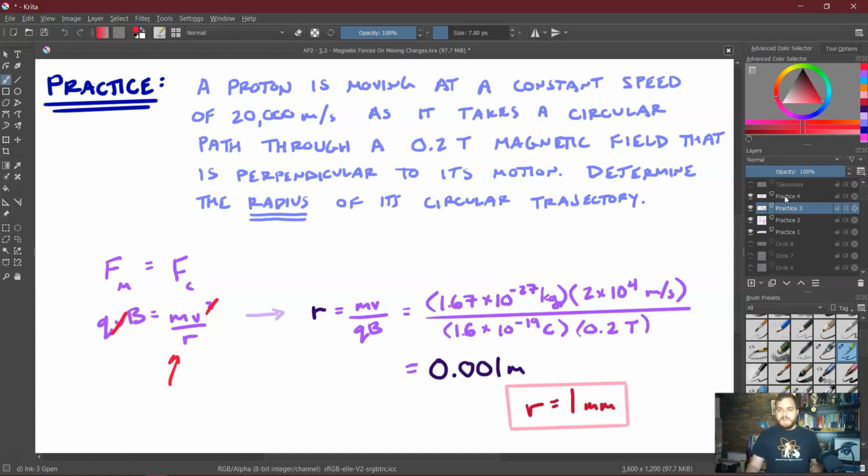So let's go ahead and stick in our numbers. You're going to have to go look up the mass of a proton, and that was 1.67 times 10 to the negative 27 kilograms, times 2 times 10 to the 4th meters per second, over the charge of a proton, which is 1.6 times 10 to the negative 19 coulombs. Remember, that's the magnitude of the charge. And the magnetic field is 0.2 Tesla. Multiply and divide those all out, and we get a radius of 0.001 meters, or 1 millimeter. That would be the radius of its little circular path.